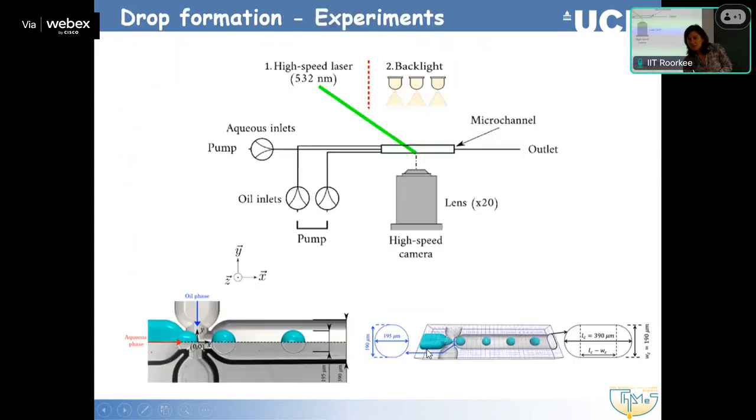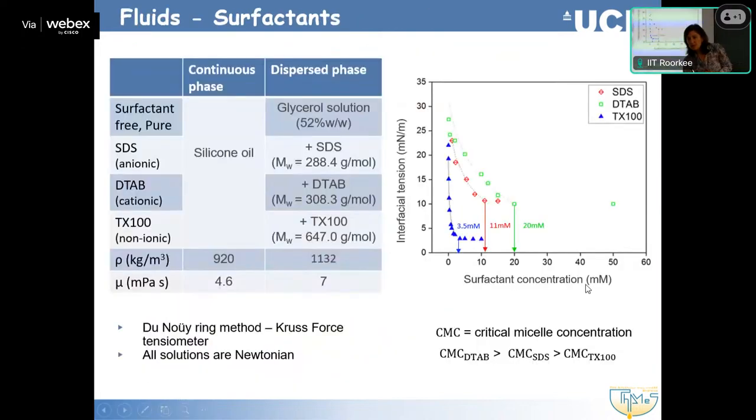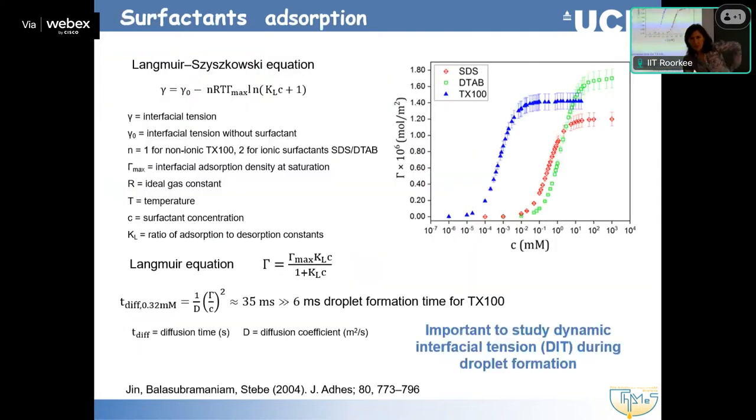The reason we used these three surfactants was that this one in particular, the Triton, is a big molecule surfactant, and we saw that it has slow kinetics. It takes longer to reach the interface. So by using different surfactants, we try to see if we can get some results on what we are actually seeing. I will briefly go through that.